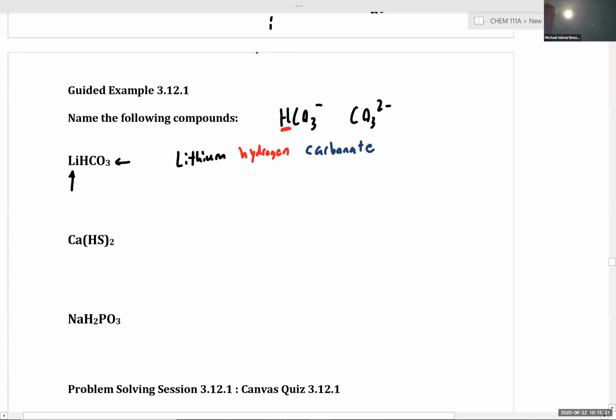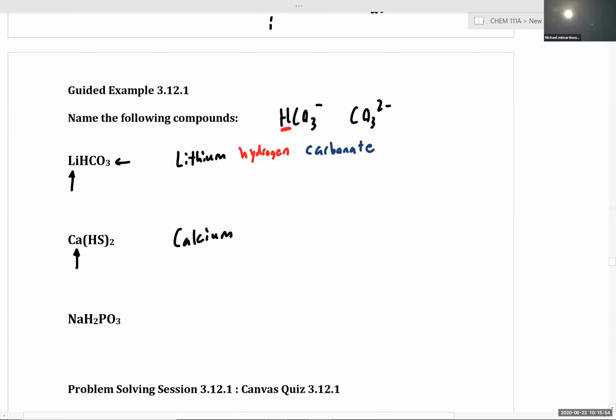Okay, so let's continue on with this example and let's name another compound. In this case, we have a hydrogen containing polyatomic ion derived from an atomic ion. So first we name our cation. In this case, this would be called calcium.